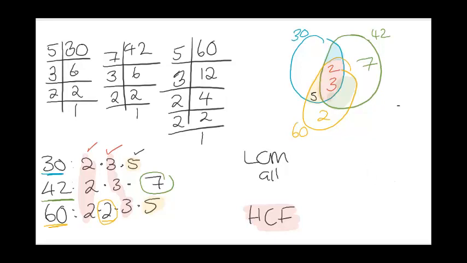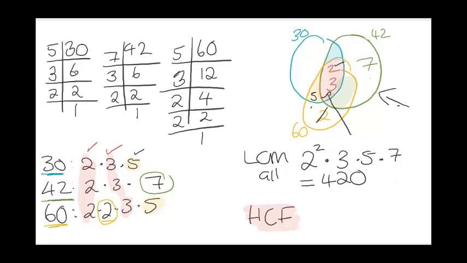Lowest common multiple means that I read all the numbers in the Venn diagram. So if I do it in order, let's start with 2. How many 2s are there? There's 1 2 and 2 2s. So 2 to the power of 2. I've got 1 3, so times 3. Got 1 5, so times 5. I got 1 7, times 7. That is my LCM. So 2 times 2 times 3 times 5 times 7 is equal to 420. My highest common factor, all that I do is I read the numbers right here in the middle in the red section, and that is going to be equal to 2 times 3, which is 6.